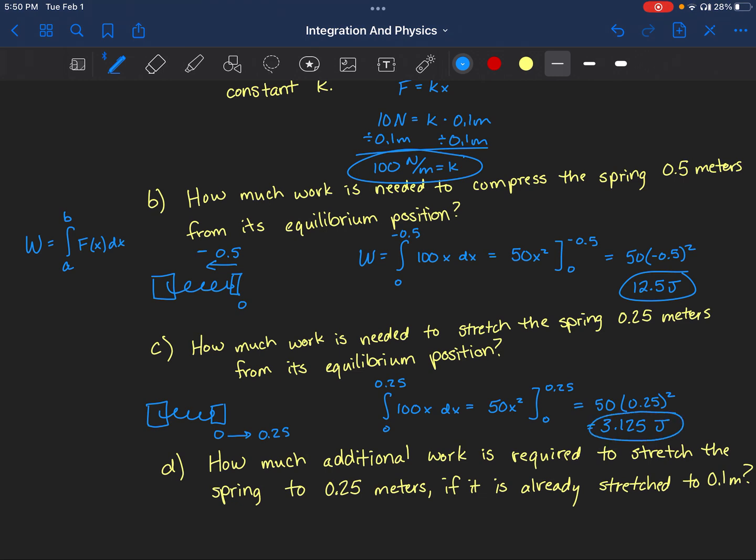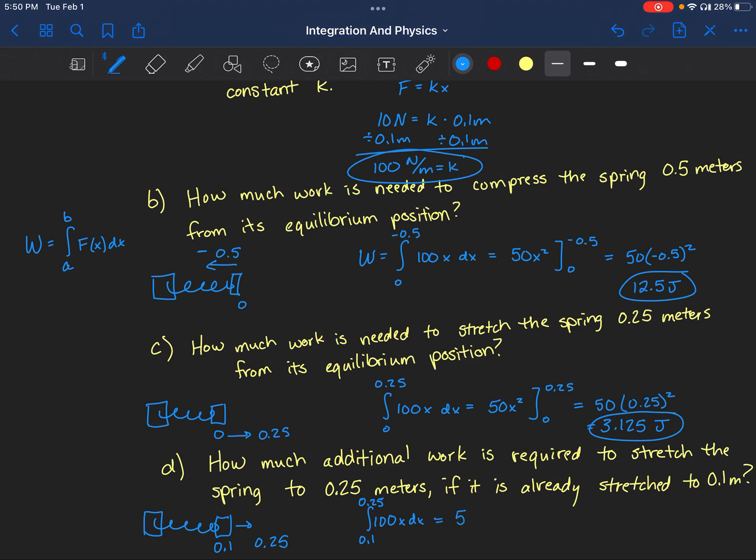And the last one is how much additional work is required to stretch the spring to 0.25 meters if it is already stretched to 0.1. So I'm pointing out that it's already stretched out a little bit at the 0.1, and what I want to do is stretch it out to 0.25. And it's asking me how much new work is it going to require to stretch it that much further. So I'm going to put my lower bound at 0.1, my upper bound at 0.25, still have that 100x dx as the force part.